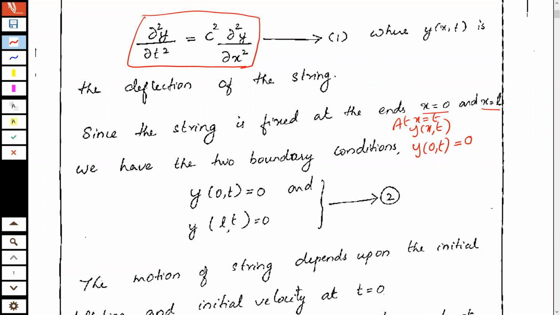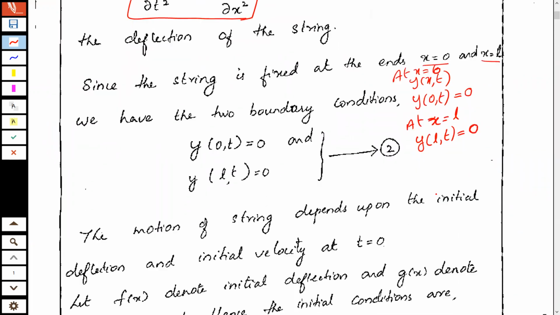Now, at x = L, that is at the second end point, the displacement is y(L,t), and since the second end point is also tied, there is no displacement for this point at any time. Therefore, y(L,t) = 0.